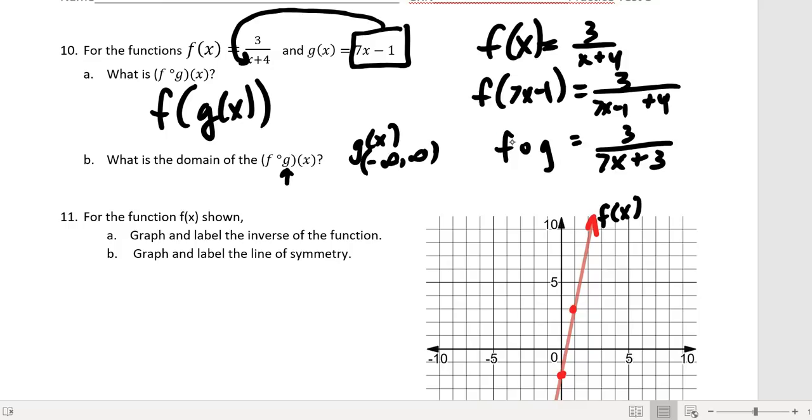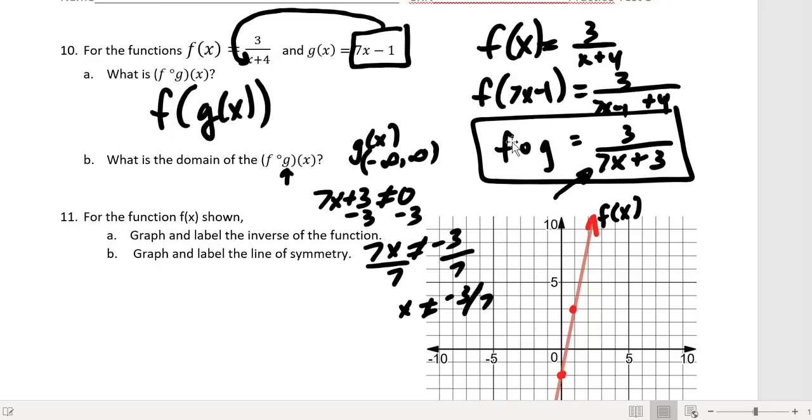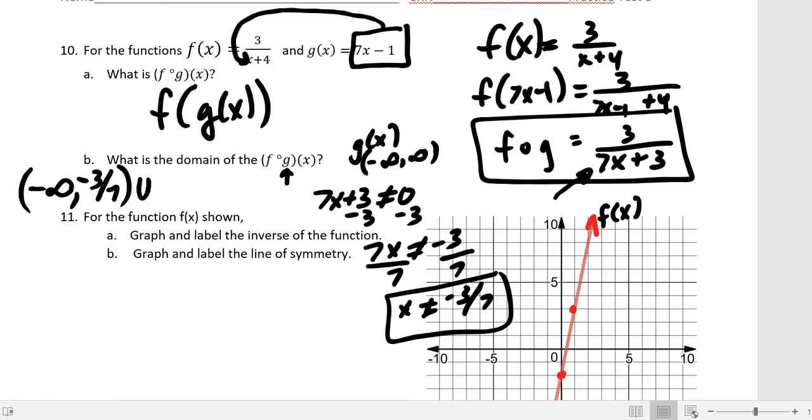And now I want to check out the domain of this new composite function. Well, we know that a fraction can never have a division by 0. So we want to make sure that 7x plus 3 is always not equal to 0. So let's find out what x will make it equal to 0. I'm just going to solve for that. So we never want x to be negative 3/7. You could write that, that'd be fine. Or you could write negative infinity to negative 3/7 with a parenthesis, and then negative 3/7 to positive infinity. This means you're excluding negative 3/7.